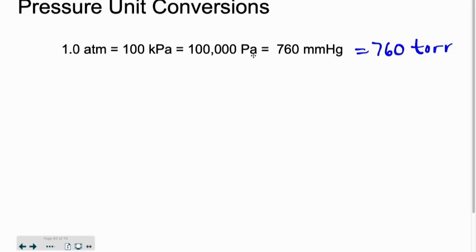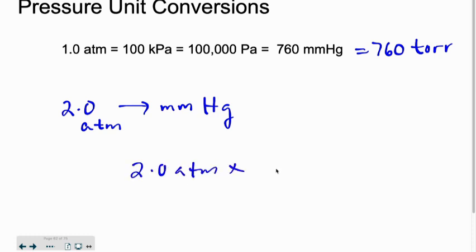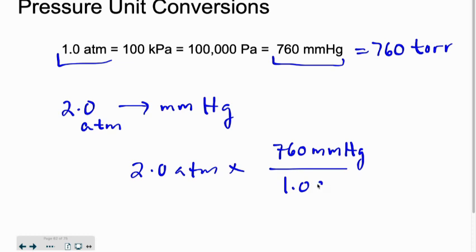If you were asked to convert between these, let's just do a quick sample question here. If I had 2 atmospheres and I wanted to convert that into millimeters of mercury, so this is 2 atmospheres being converted to millimeters of mercury. I will take the 2 atmospheres and I would multiply it by the ratio between millimeters of mercury and atmosphere. I know that 760 millimeters of mercury equal 1 atmosphere. Notice how I wrote this known ratio. I put 760 millimeters of mercury on top and I put the atmospheres at the bottom.